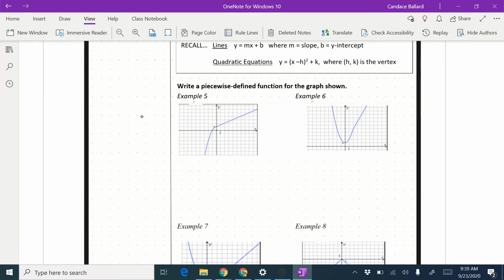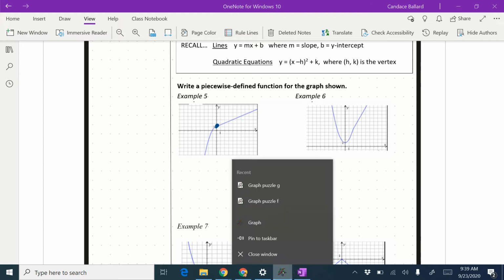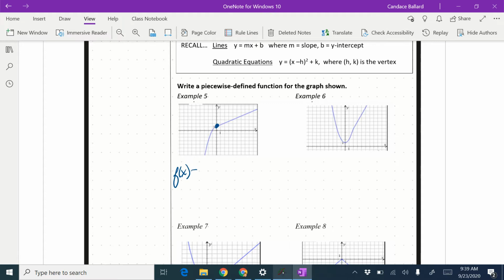So I am noticing my vertex point on here. It looks like I've got a curve and a line. So my vertex point is this value right there. So I know that I have to do an equation of a parabola for this part and an equation of a line for that part. So I'm going to start by just giving my function a name. I'm going to call it f of x. You can call it whatever you want.